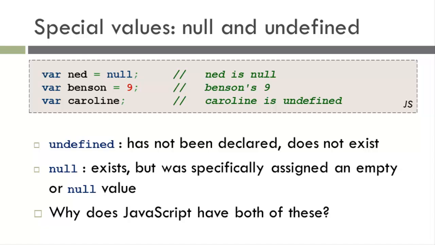JavaScript has two special values, null and undefined. Undefined means the variable has not been declared and it does not yet exist. A null value means the variable exists, but it is either empty or it was given a null assignment. Why does JavaScript need both of these? Well, in some circumstances, you might want to know if a variable has been defined, if it exists. If it exists, you might do condition A. If it does not exist, you might do condition B.